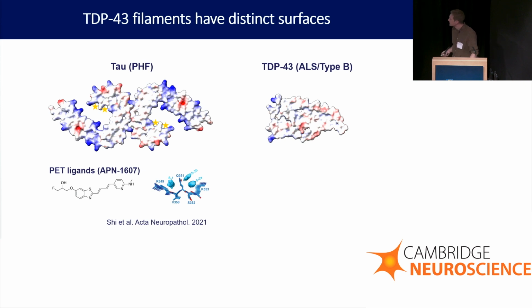And it's been shown by Michel Goedert and Scheres that if you look at PET ligands that see these tau assemblies, they like to bind within these grooves on the filament surface where we have a beta sheet and we have large charged side chains. And these simply do not exist on these TDP43 filaments.